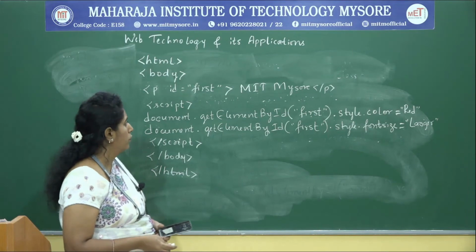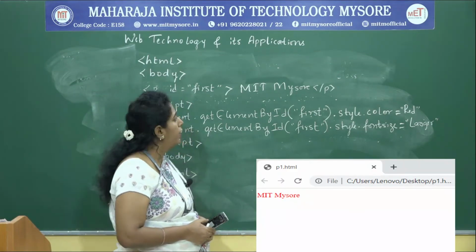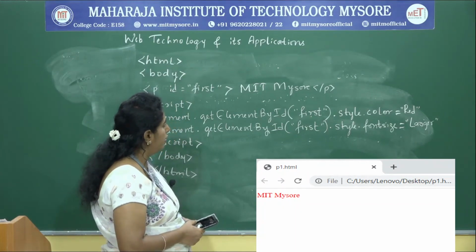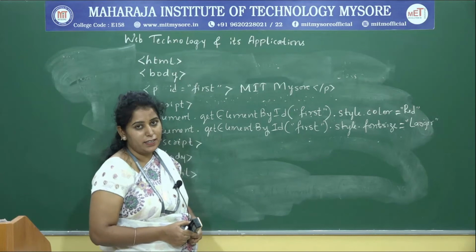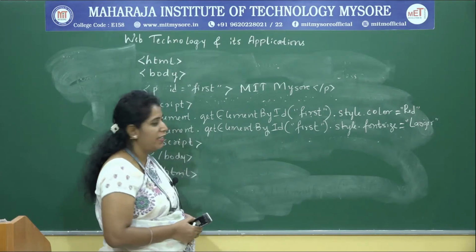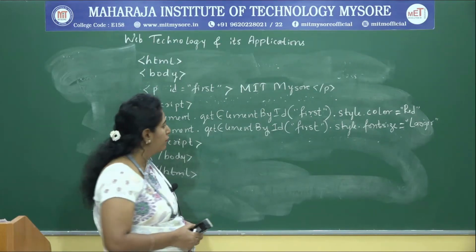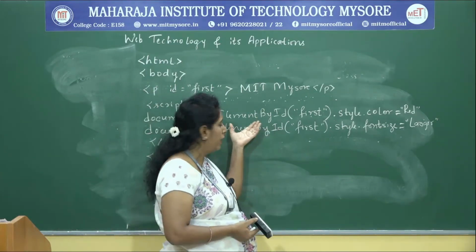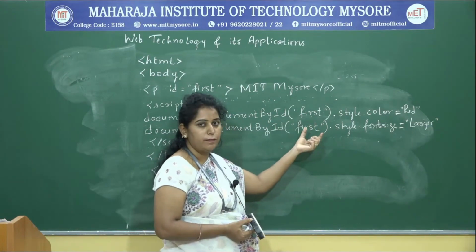So, now let us run the program. You can observe the output. The MIT Mysore is printed in red color and also its size has been increased. So, this is how you can change the styles of a particular element by using the property get element by ID and also by using the style.